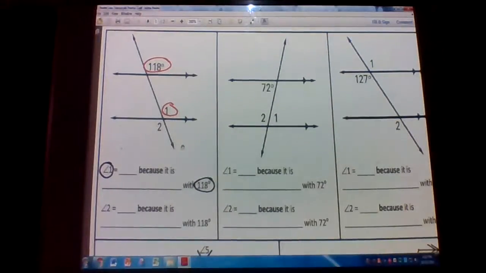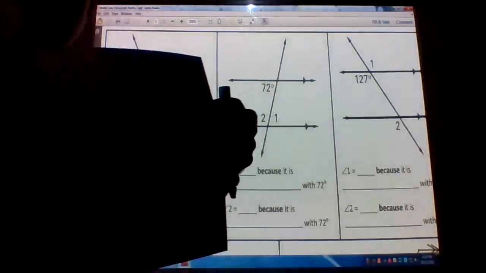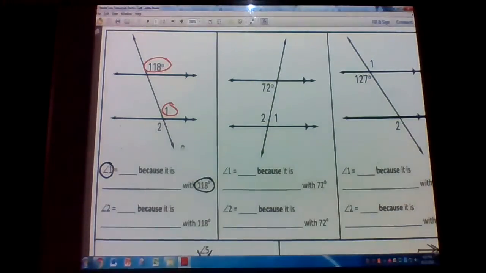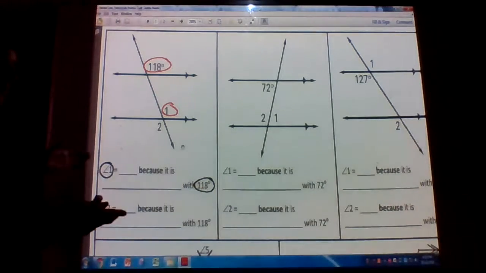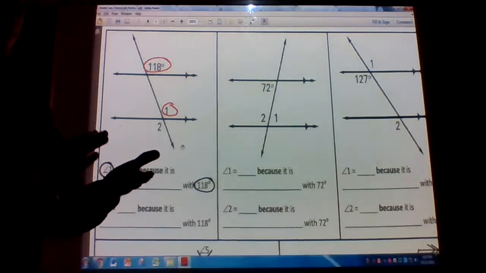Okay, this is the angle pairs maze practice, the one that looks like this. So here we have angle 1 and 118 degrees. So let's first go over the 6. So we have 6 angle pairs.